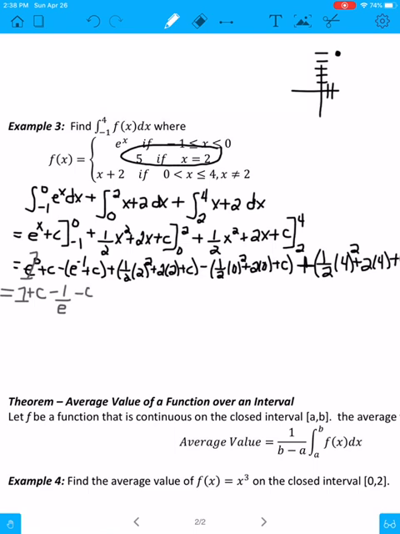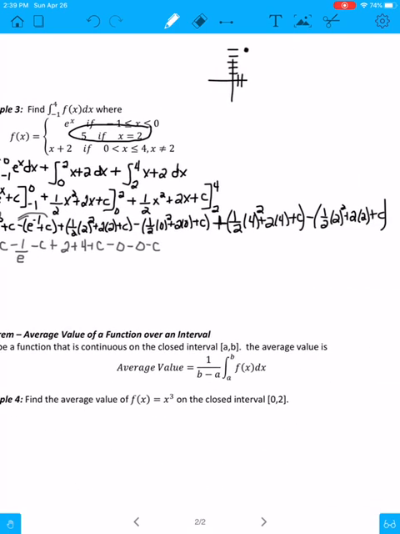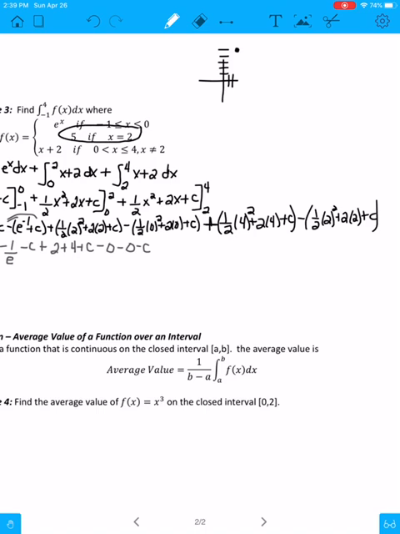minus c, because we have to remember to distribute that negative sign, plus 1/2 times 2 squared is 4 divided by 2, which is 2, plus 4 plus c minus 0, because 1/2 times 0 is 0, minus 0 minus c. And then 4 squared, 16 divided by 2, is plus 8. Plus 8, 2 times 4, plus c.